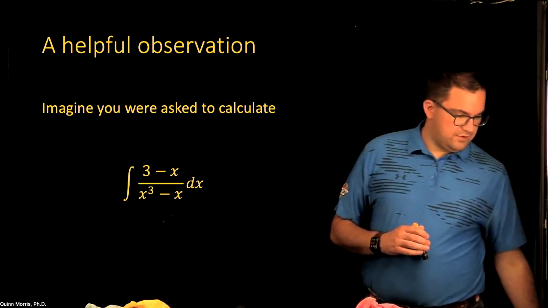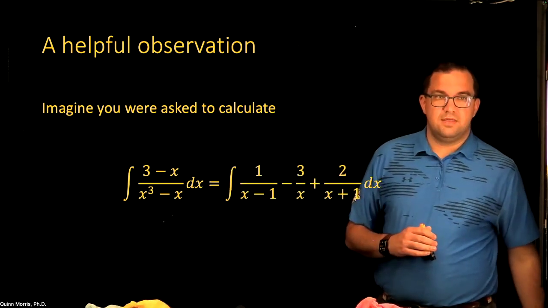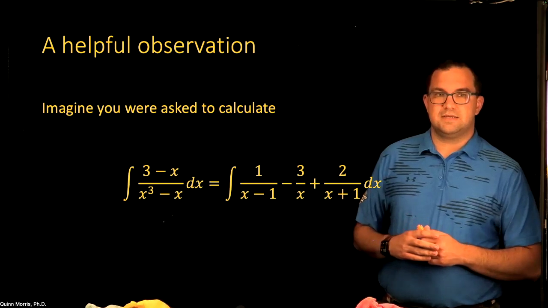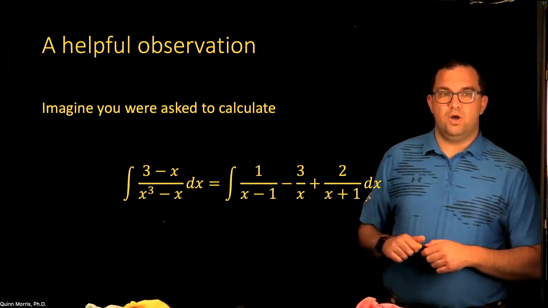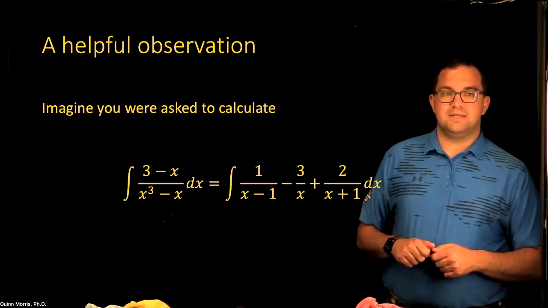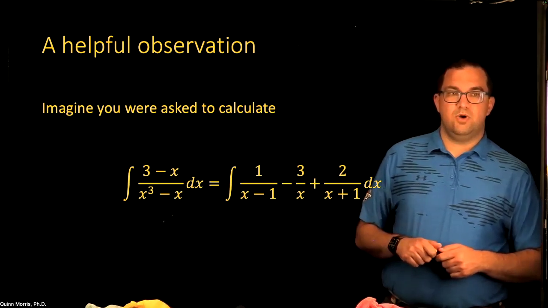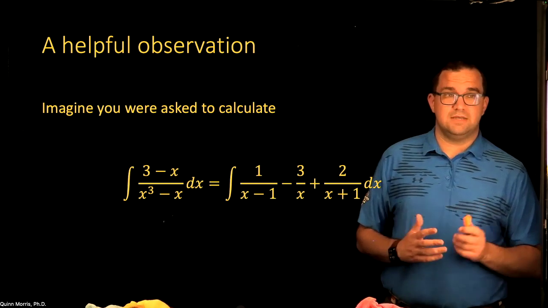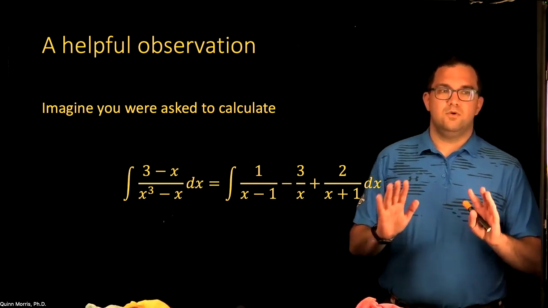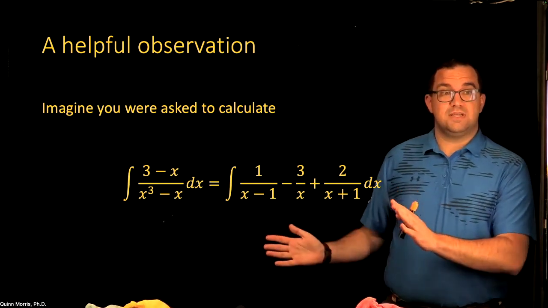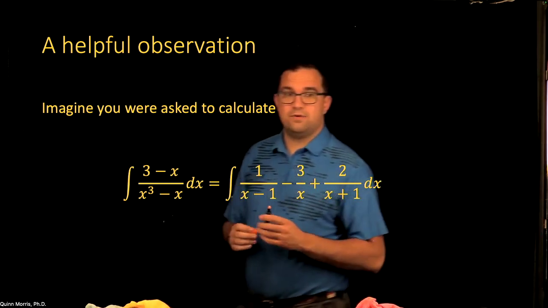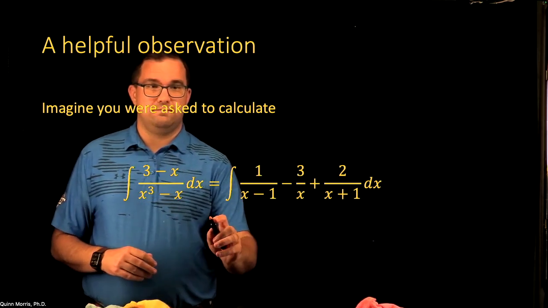But what if I told you that the integrand 3 minus x over x cubed minus x is actually equal to 1 over x minus 1 minus 3 over x plus 2 over x plus 1. Now, the first thing you'd say is, well, wait, how on earth did you get there? Well, we'll get to that in a minute. But just imagine that you magically knew this was true. Now this integrand would be very easy to calculate, right?